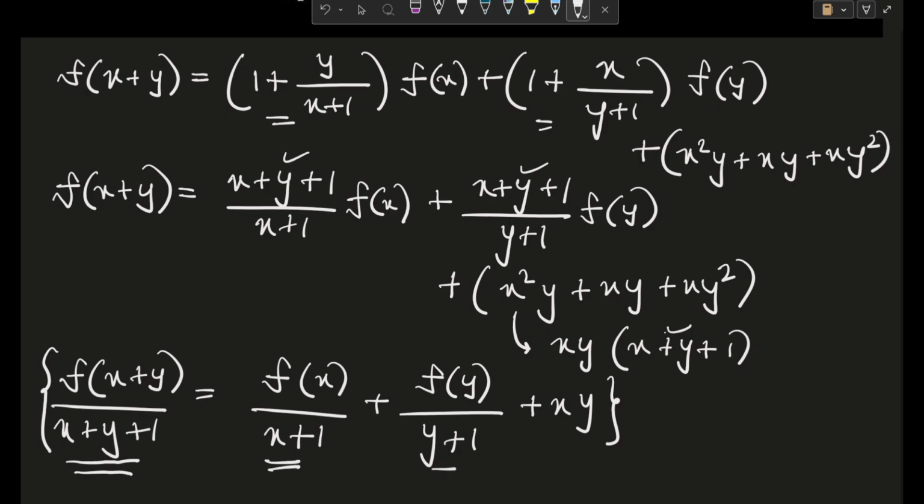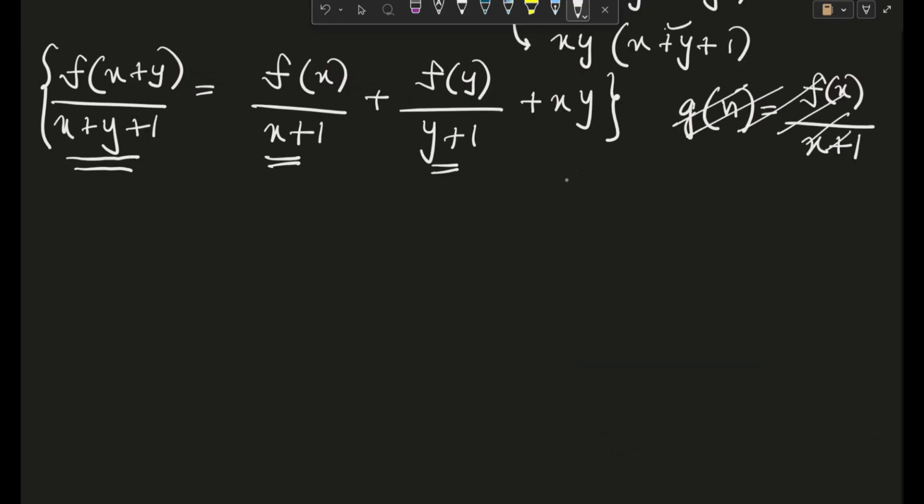We can actually replace this entire thing with a dummy function for some time. So if we take some g of n to be f of x by x plus 1, then this thing will become... okay guys, just a minute. I guess I should write this with something else. I will change the page. Actually the notation was wrong. I am changing the page and writing.